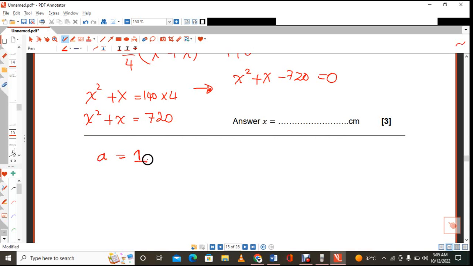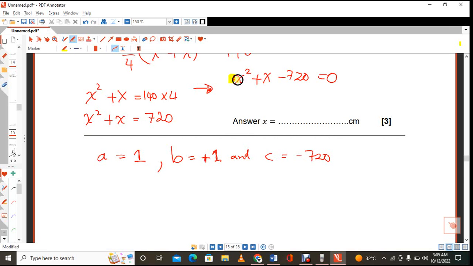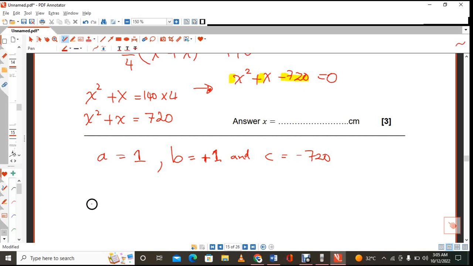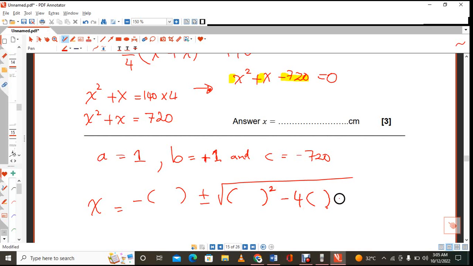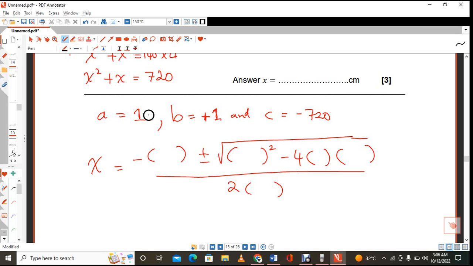So in the formula, a is 1, b is 1 as well, but c is -720. I hope you still know where I get those values from. So there's a 1 there, there's a 1 there, there's a -720. Okay, so using the formula, x would be minus b. I always say have a habit of writing the formula out so you don't make silly mistakes. So I'm just going to go ahead and put those values in there. So this is a, that's 1, this is b, 1, and this is -720, and this is 2a, which is 2.